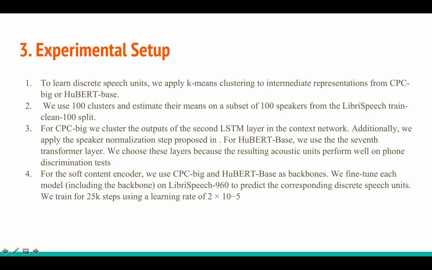And coming to the experimental setup of the models, they apply k-means clustering on the intermediate representations from the CPC-big and HuBERT-base models, and they use 100 clusters, estimating the means on a subset of 100 speakers. For CPC-big, the output from the second LSTM layer in the context network is used for feature extraction, and a few normalization and other steps are done to extract the features. And for the soft content encoder, they use CPC-big and HuBERT-base as backbones, as I said before, and we fine-tune each model on LibriSpeech to predict the corresponding discrete phonemes. That makes sense. And the training is done for 25,000 steps using a learning rate of 2 × 10⁻⁵.